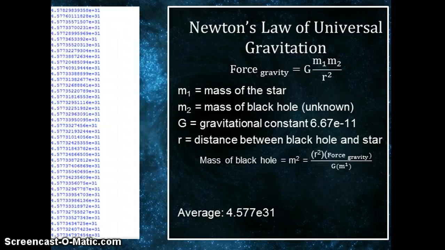My computation of the mass of the black hole varies with the position of the star in orbit. Why? Because the orbit of the star is not a perfect circle. Its distance from the black hole varies, which means my calculations for the mass of the black hole also vary. The question is which calculation for the mass of the black hole stands. The average of the identified masses of the black hole is 4.57 e to the 31st, and serves as my best approximation for the mass of the black hole.